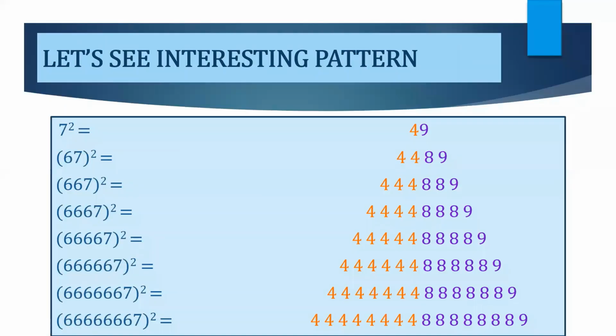Students, let's observe one more interesting pattern. Here we have the square of 7, that is 49. Then we have the square of 67, that is 4489. Then we have the square of 667, then it is 444889. So every time you observe the number of 6s, the number of 4s and the number of 8s over here.